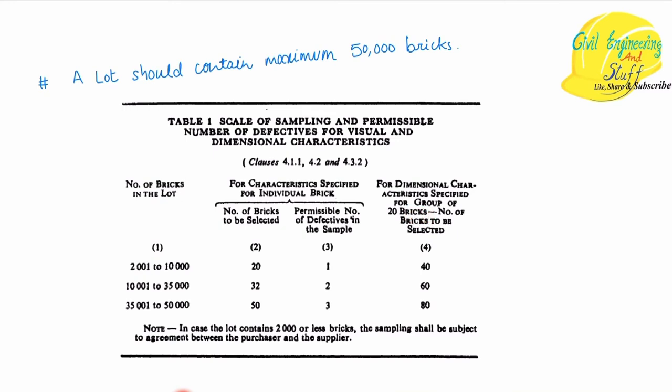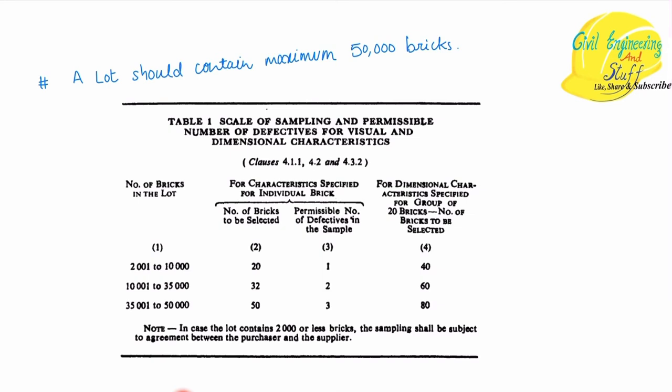If we want to assess the dimensional characteristics in groups of 20 bricks, then we are going to take 40 brick samples. So if we have a lot of size 2001 to 10,000, and we want to individually analyze the dimensional properties, we take 20 bricks with the permission of a maximum of one defective brick. If we want to analyze the dimensions of 20 bricks at once, then we have to take 40 samples.